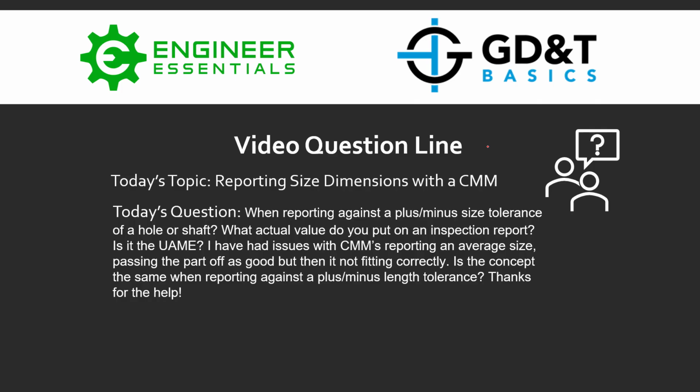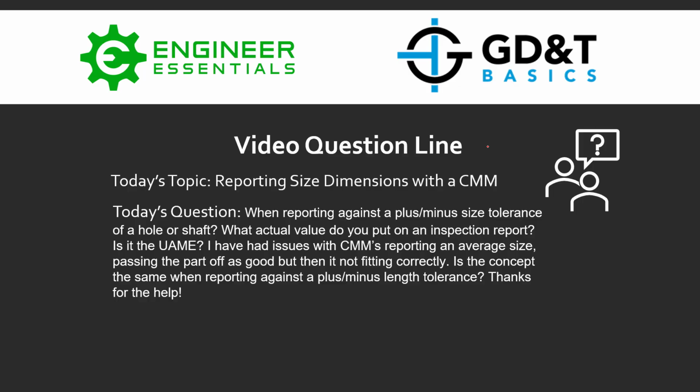Today's topic is reporting size dimensions with a CMM, and today's question from the student is: when reporting against a plus-minus size tolerance of a hole or a shaft, what actual value do you put on the inspection report? Is it the UAME? I've had issues with CMMs reporting an average size, passing the part off as good, but then not fitting correctly. Is the concept the same when reporting against a plus-minus length tolerance?